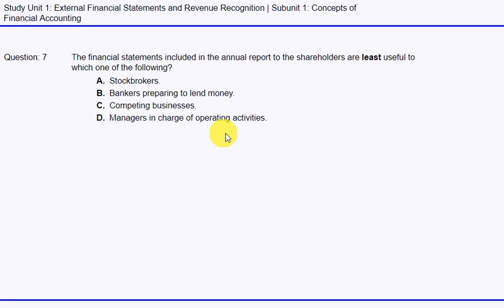But managers in charge of operating activities are concerned more about their operations. He has operational responsibility. He may have interest in financial statements for wage negotiation. But out of these four, he has the least interest. Mind the word, it says least.